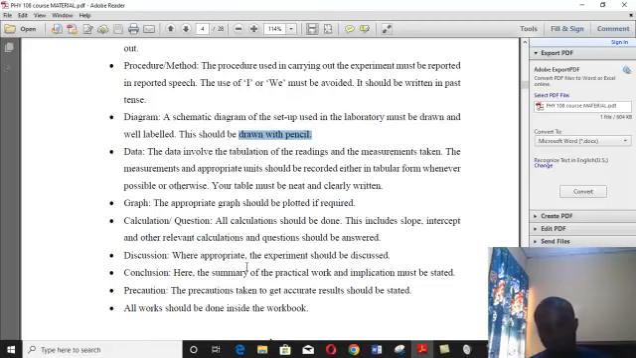For example, when I performed the Ohm's law experiment, was it in line with Ohm's law?